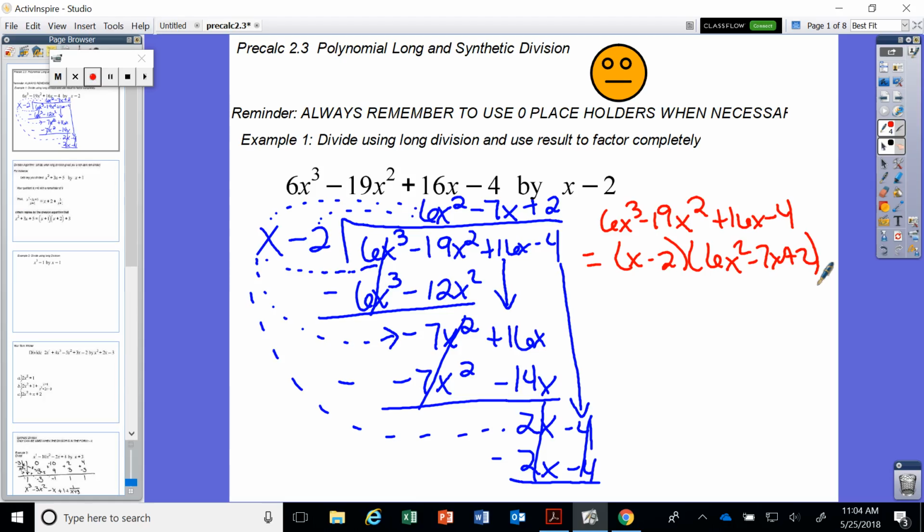Well, if you notice, that 6x squared minus 7x plus 2 can also be factored. And so this long division allows us to understand that x minus 2 times 2x minus 1 times 3x minus 2 is the factored form of our polynomial. And since we did not have a remainder, this would be an easy way to find the zeros or the solutions of the problem as well. All right, so quick little reminder about the division algorithm.